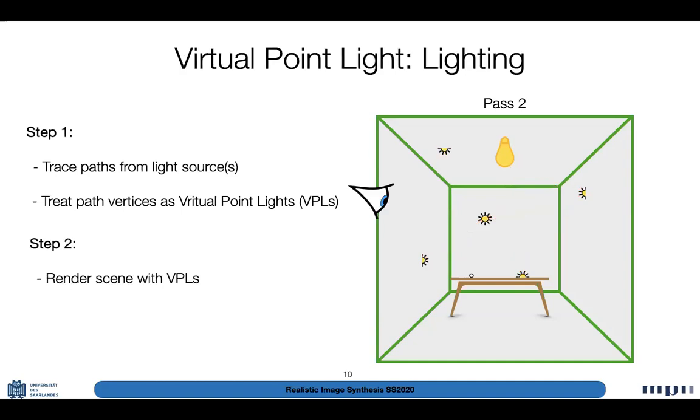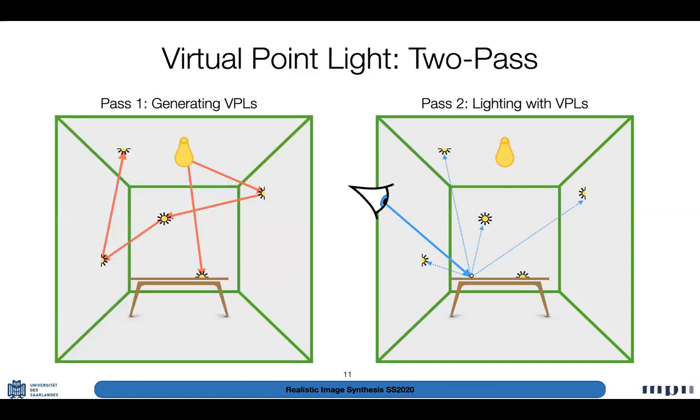And once you have generated virtual point lights, the next step is to light your scene. So for example, if you want to render this particular point, what you would do is connect to all the VPLs available in your scene. So in summary, there are two aspects of this algorithm. First, you generate the VPLs, and the second is you find a way to render your scene using these VPLs only.